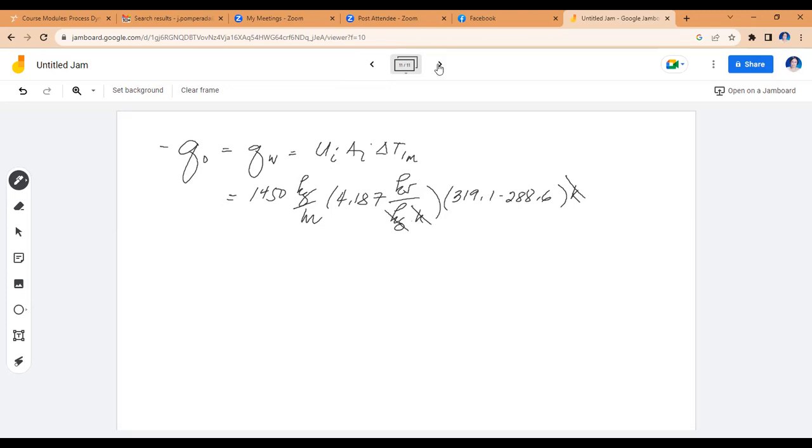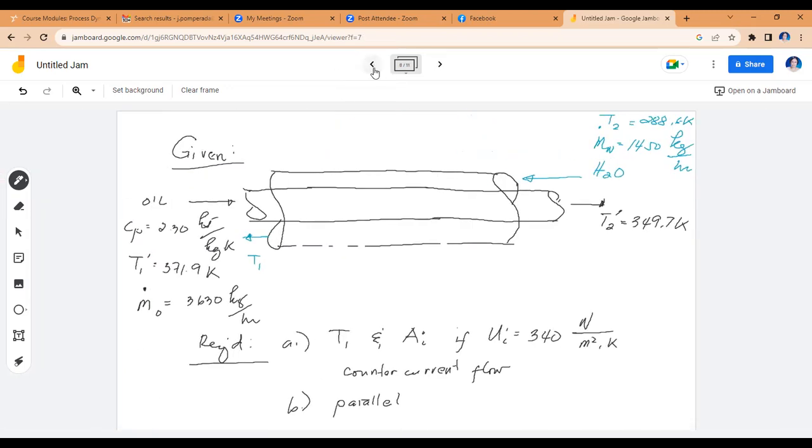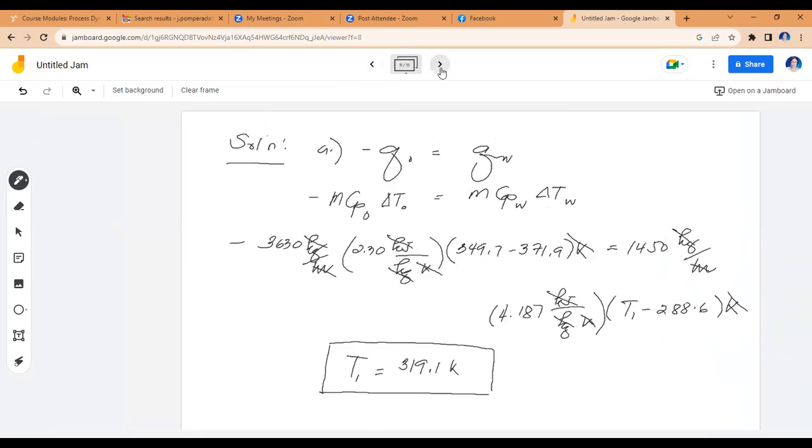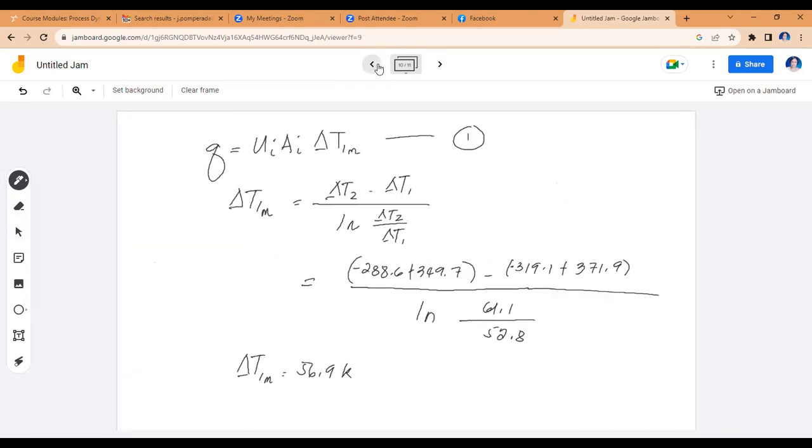So we cancel the Kelvin units and the kilogram units. We'll have it equated to UI. The UI that is given, the overall heat transfer coefficient based on the inside parameters, 340. I'll just place it below, so I'll just erase this one. This is Q of water. UI is 340. What's that 340?